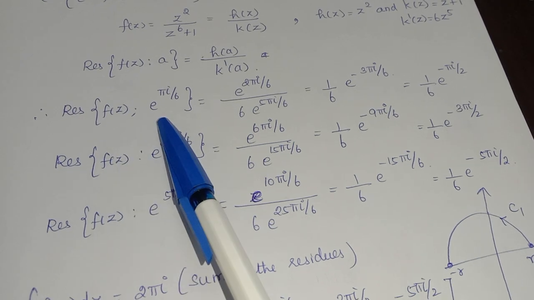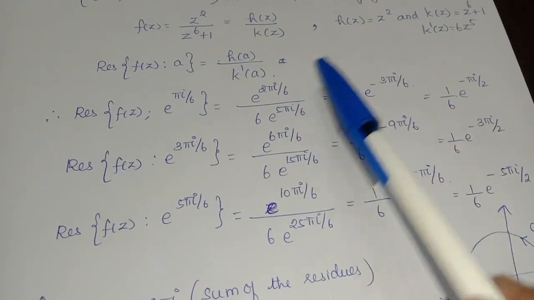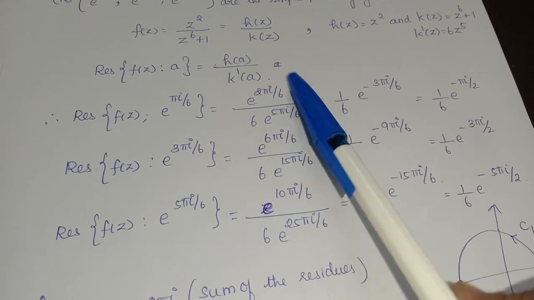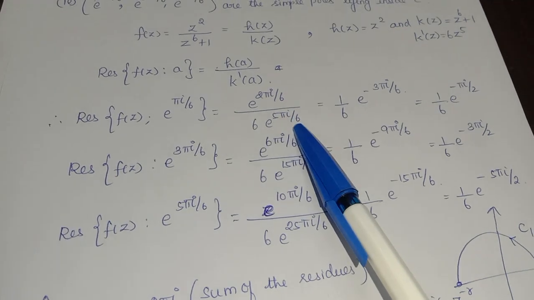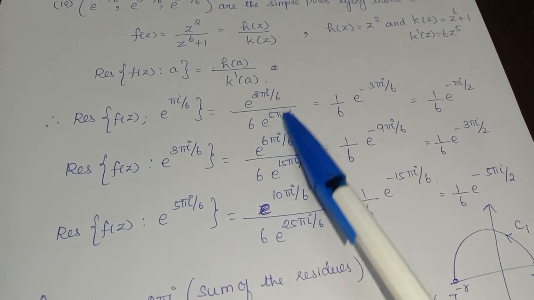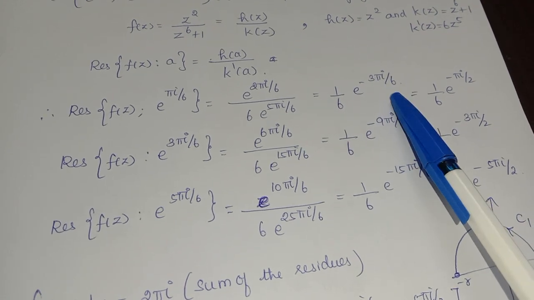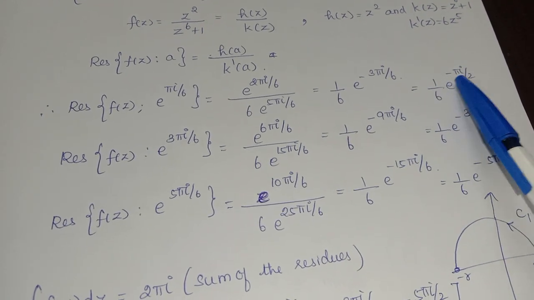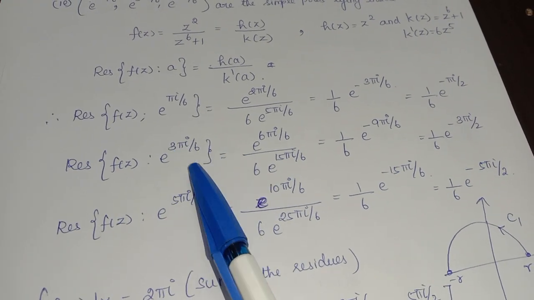Okay, now let's find the residue at all the 3 poles inside C. So the residue at e power pi I by 6 is, this is z square, so e power 2 pi I by 6 by, this is 6 z power 5, so 6 into e power 5 pi I by 6. If you bring it to the numerator, it will become 1 by 6 e power minus 3 pi I by 6, equal to 1 by 6 e power minus pi I by 2. And residue at the point e power 3 pi I by 6.